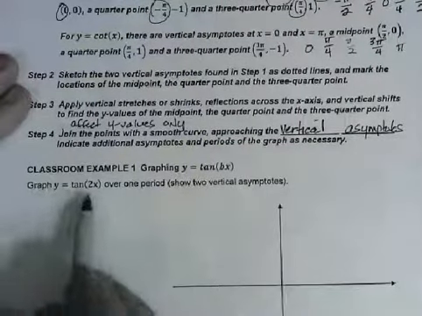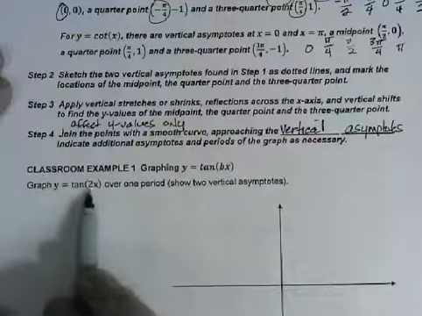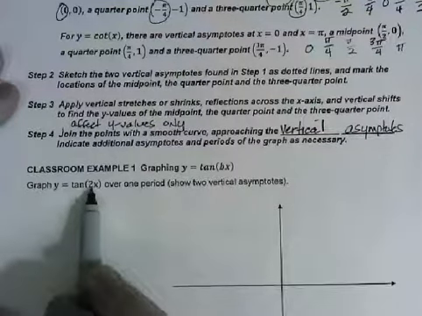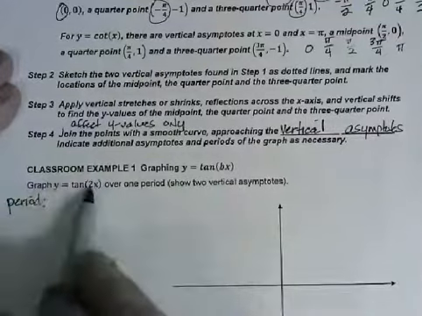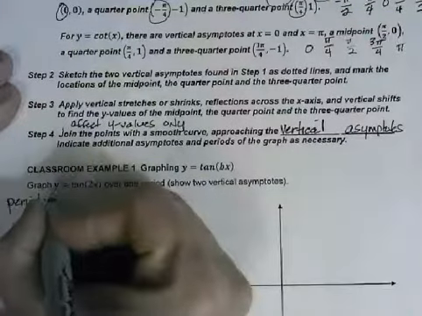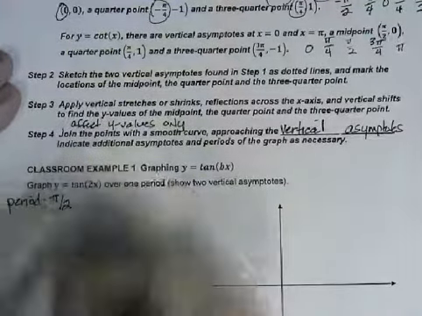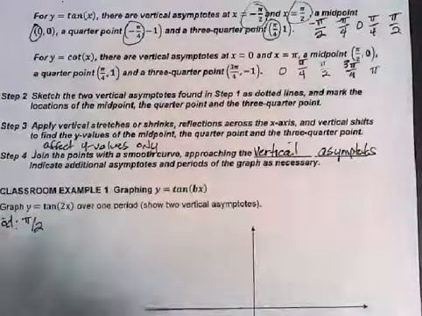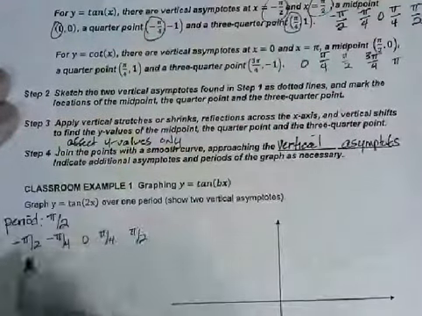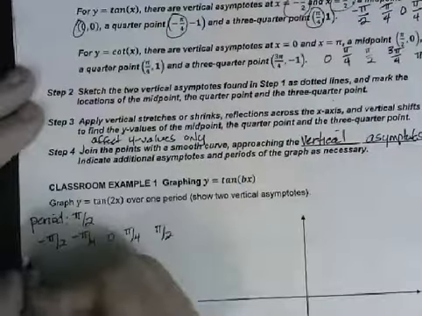Let's look at this example. Here, the only thing that we're doing is a horizontal shrink. This is just going to change the period. Since our b is 2, that's going to change our period to pi over 2. Then we're going to take our 5 x values from the tangent function. We're going to do the same thing to each one of those x values. So if we have these 5 x values, we're going to take each one of these and divide by 2.